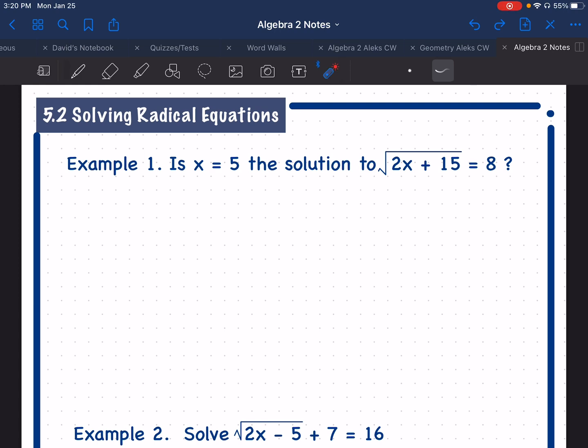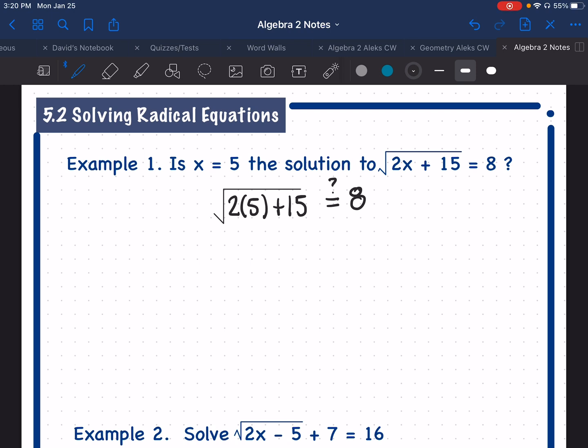All we need to simply do is take this value of 5 and substitute it into this equation where we see the variable x. Remember, whenever I substitute, I need to use parentheses. Okay, let's go ahead and get started. So I'm going to do my square root, and I'm going to do 2 times 5 plus 15. And I just want to keep asking myself, does that equal 8?